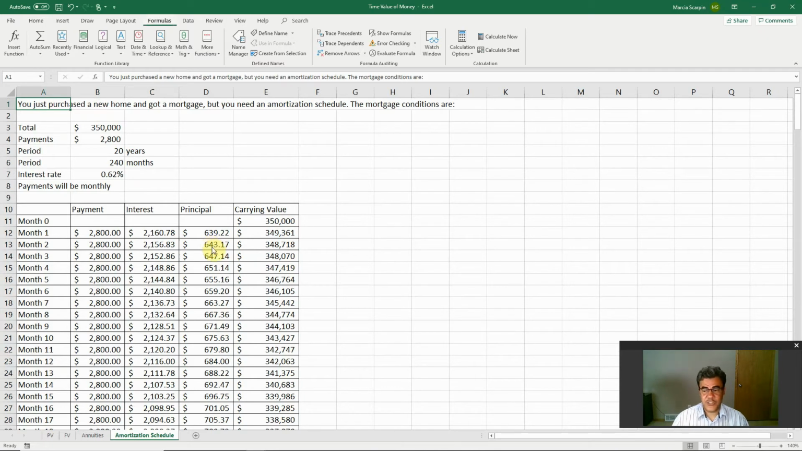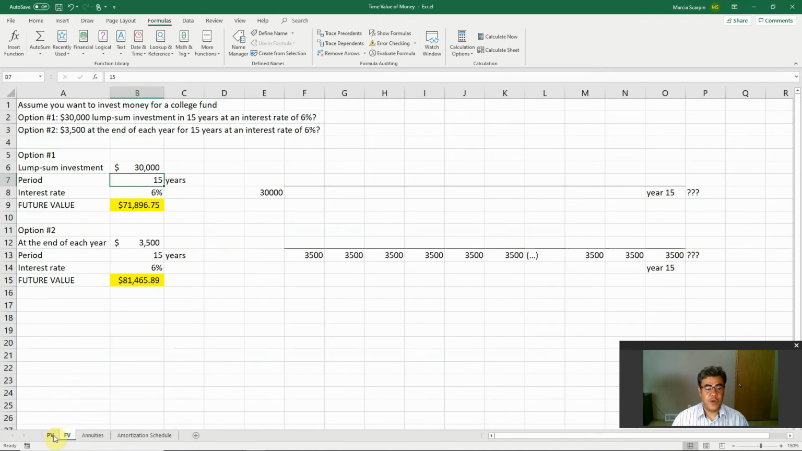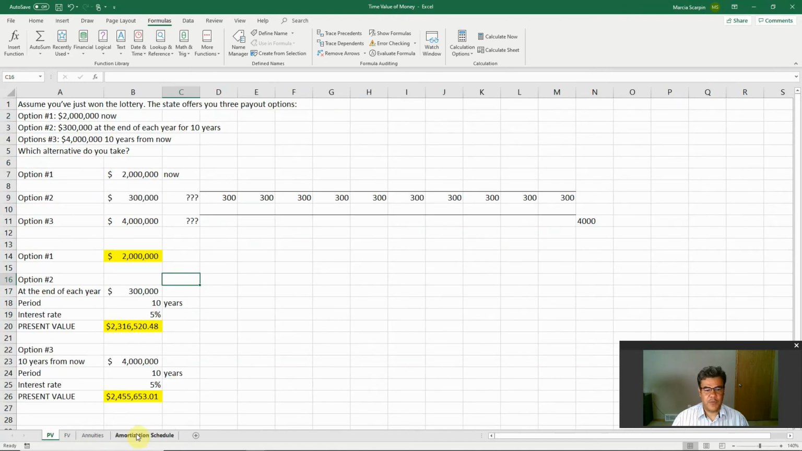This is our amortization schedule. And by the way, we have here the annuities video, future value video, and present value video.